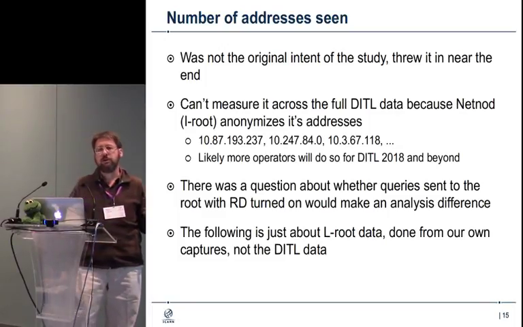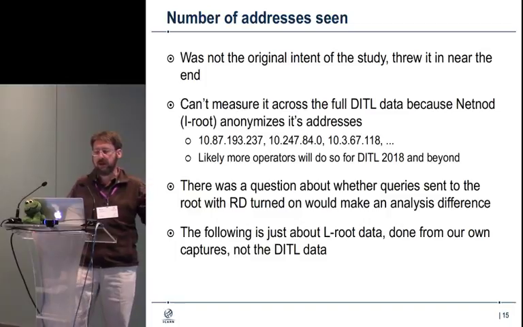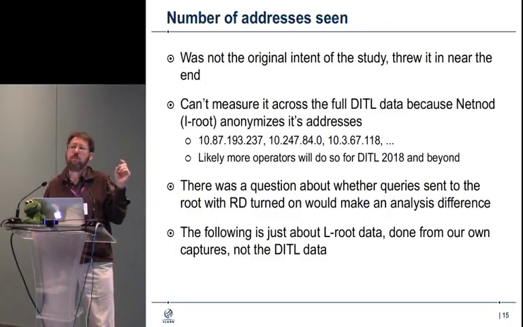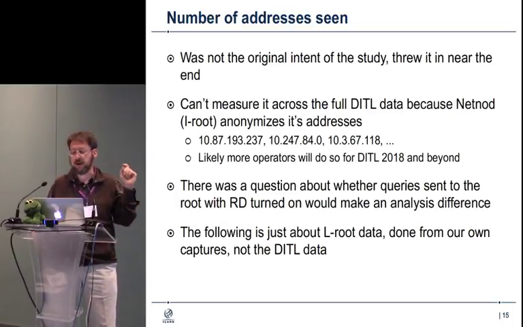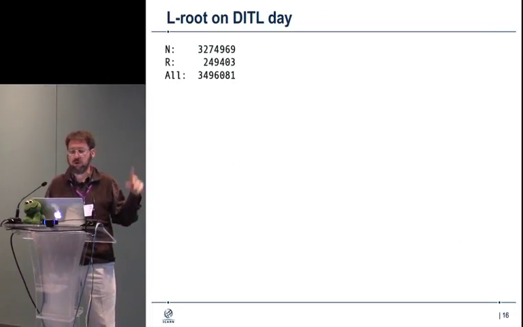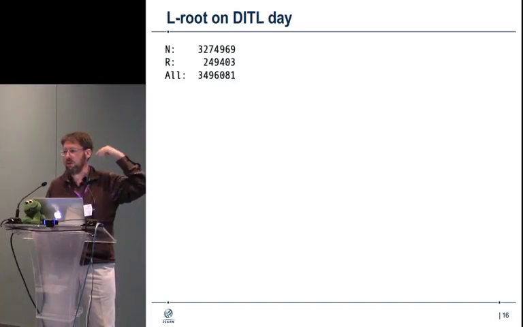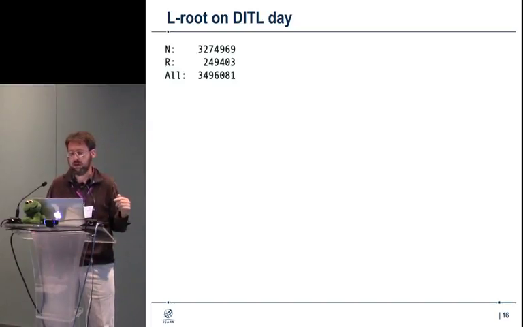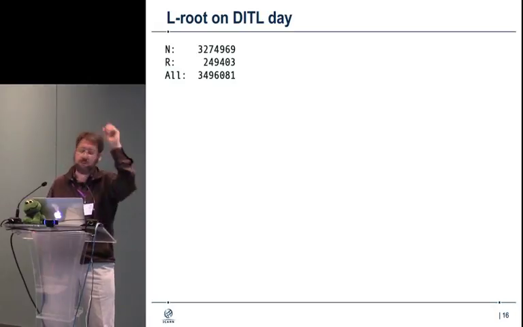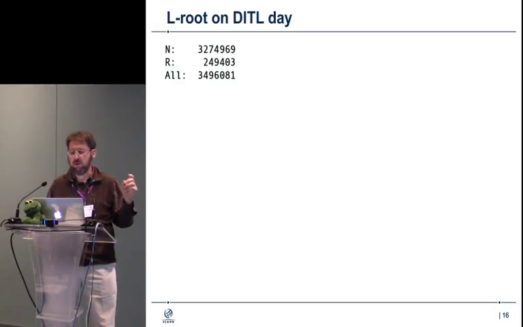There was also a question where I added a little bit of data that you'll see, which is, maybe we can tell who's really not a recursor because they're not actually using the RD bit. It turned out that wasn't useful, but it was data that we had. So the following slides are just from LRoot, not from the entire DIDL. If we looked at LRoot on DIDL day, we saw these numbers, N meaning that there was no RD bit, and R being that the RD bit was set. So that gives us some numbers.